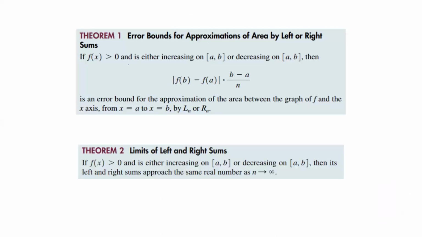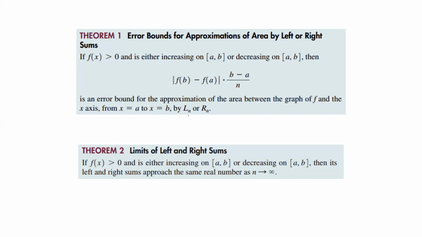So they're going to ask, what is the error bound for approximations of an area by a left or right sum? So again, if our function is greater than 0 and is either increasing on a to b or decreasing on a to b, then the absolute value of f of b minus f of a, times b minus a divided by n, is going to be an error bound for the approximation of the area between the graph of f and the x-axis. Now that's going to be from x equals a to x equals b by either Ln or Rn rectangles.